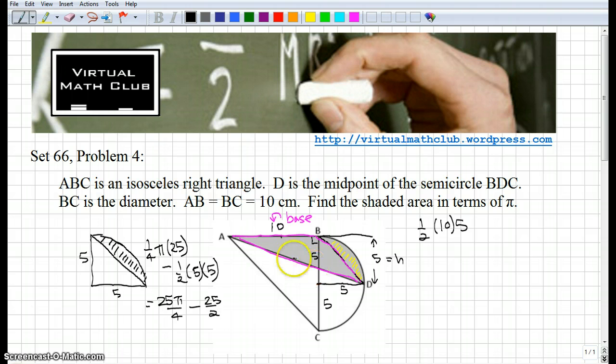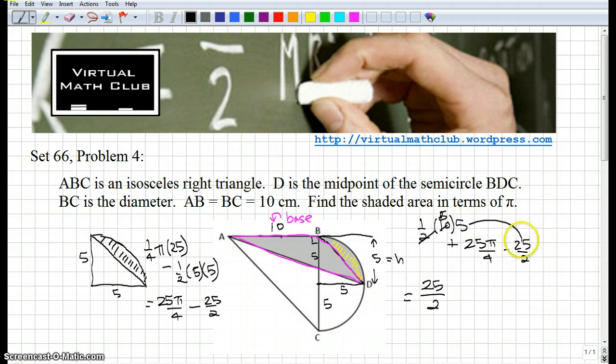Okay, so now I can take this obtuse triangle and add to it the 25 pi over 4 minus 25 over 2. Okay? And this right here, this is just 25, right? So that's 5 times 5. So we end up with 25 minus 25 halves. Okay? So that gives us 25 halves.